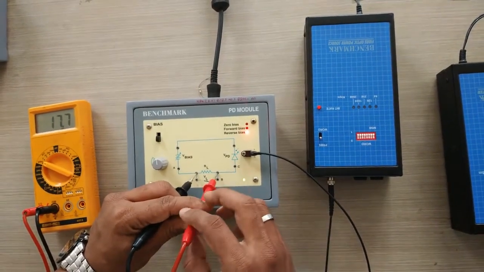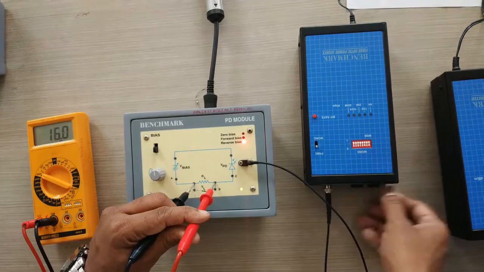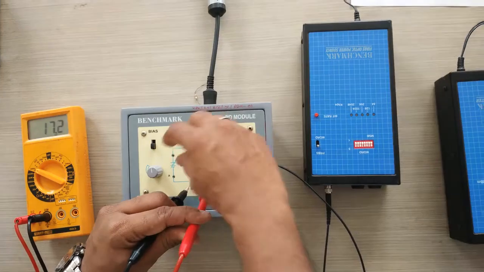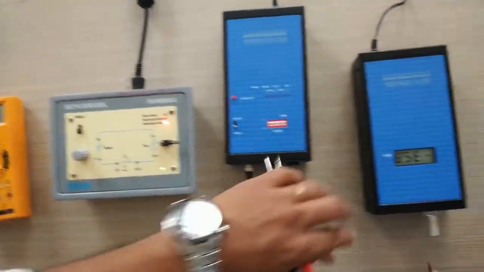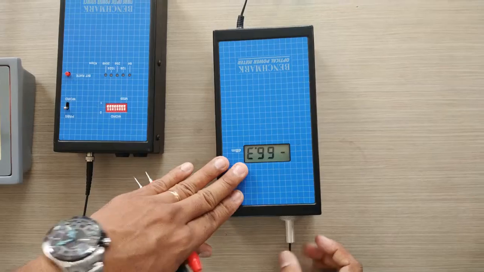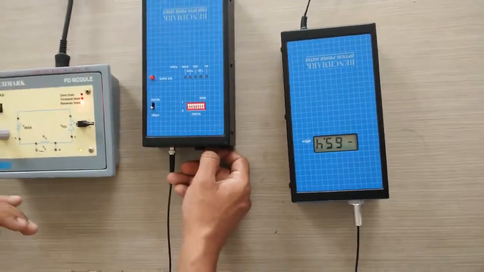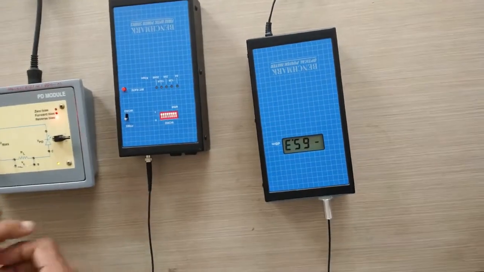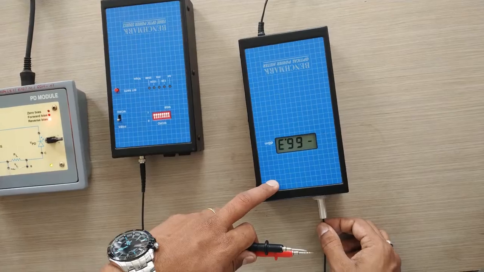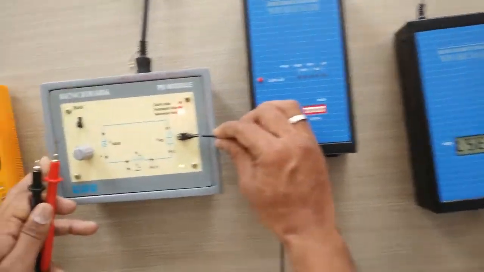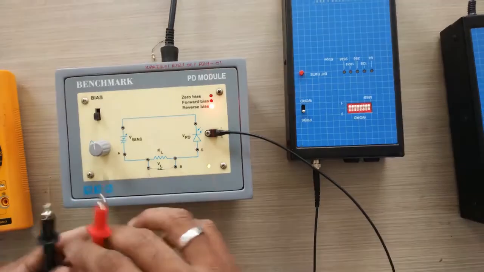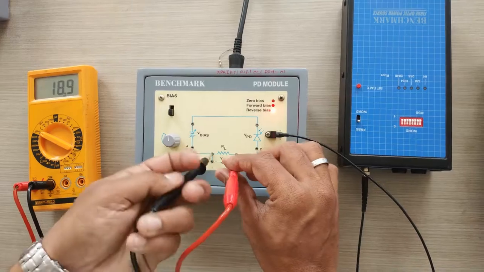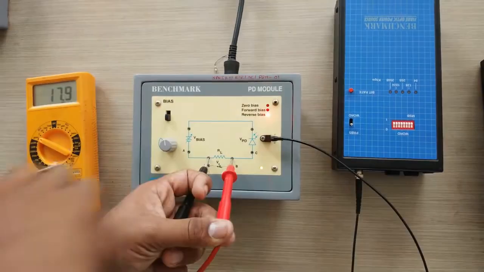Okay, now I am going to vary this voltage by keeping the power value constant. So in order to measure the power value, I'm going to use this power meter. So it is minus 65 dBm now. I'm feeding this light power to the photo detector. Keeping this power level constant, I am going to vary this voltage bias.